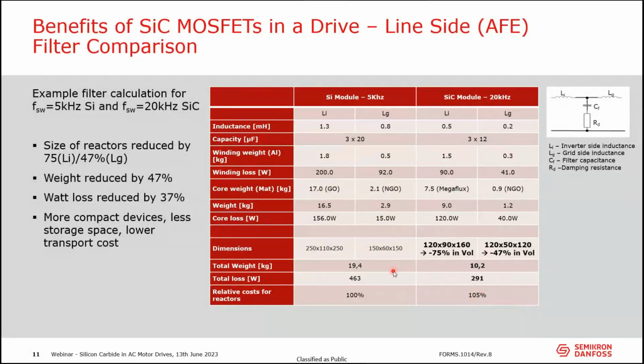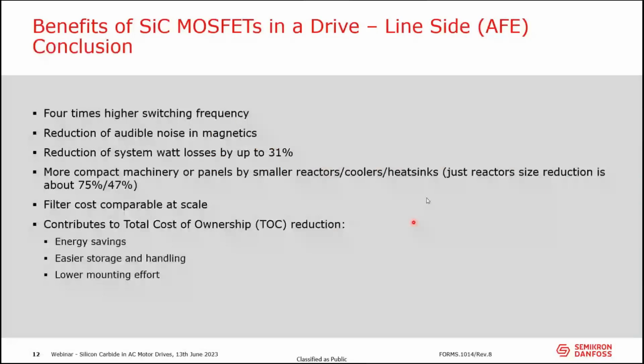So to put it all together, silicon carbide in an active front-end converter can really, as you saw, bring us some benefits. We can increase the carrier frequency relatively easily. That helps reducing the audible noises. That also reduces the watt losses in the system. We can build smaller equipment, may it be active front-end embedded drive, or even the separate components. It will be smaller anyway. Filter costs are comparable.